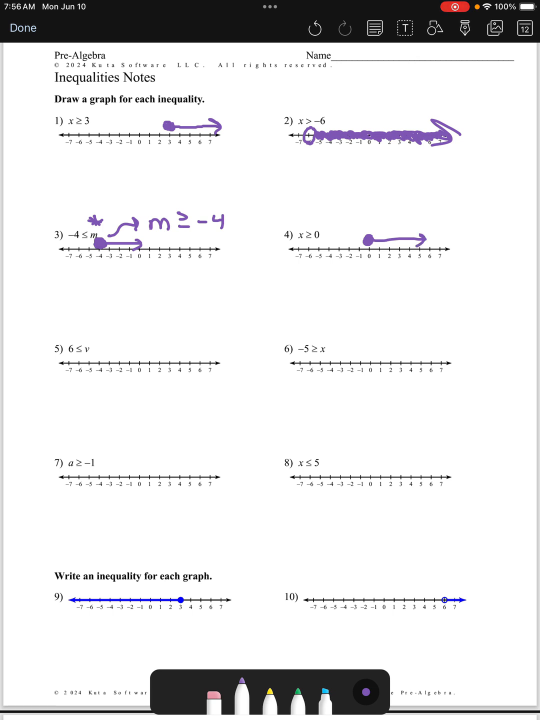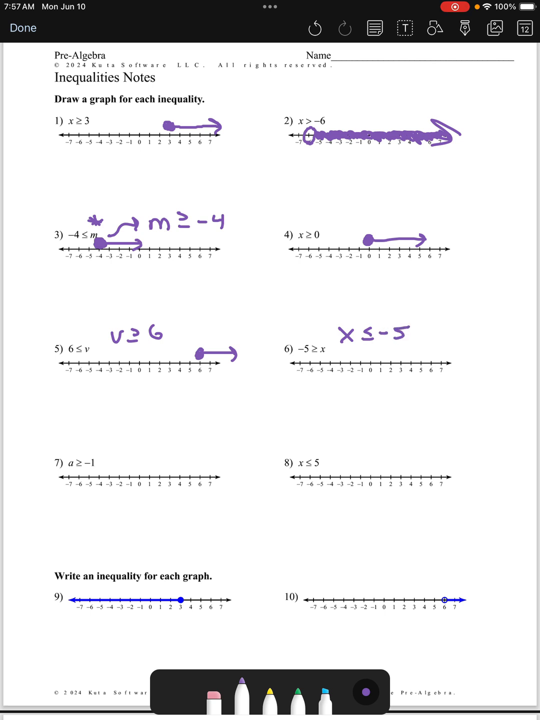Greater than or equal to 0, so I put a circle at 0. It is or equal to, so I fill it in. Greater than means arrows to the right. 6 is less than or equal to v. I'm going to rewrite that as v is greater than or equal to 6. Circle at 6. Fill it in because of the or equal. Arrow to the right because when I fixed it and put the variable first, it's v is greater than.